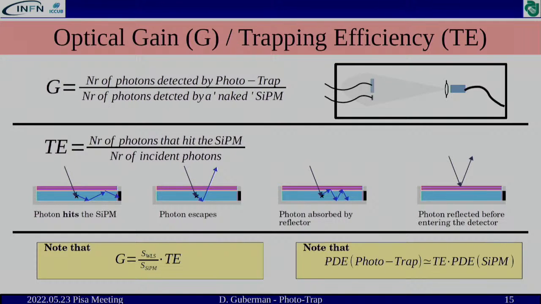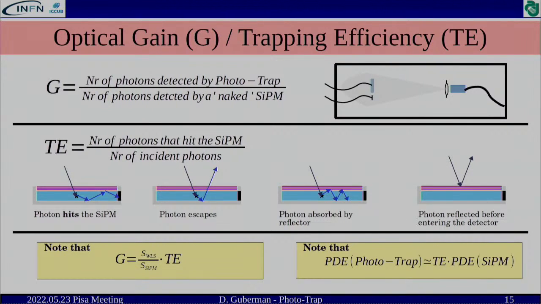So let me first introduce two important quantities with which we evaluate the sensitivity, or the efficiency, of our pixels: the optical gain and the trapping efficiency. The optical gain is what we actually measure in the lab, because when we flash both PhotoTrap and a silicon PM of the same area as the prototypes with a homogeneous flux, we compare the number of photons detected with PhotoTrap to the number of photons detected by the silicon PM.